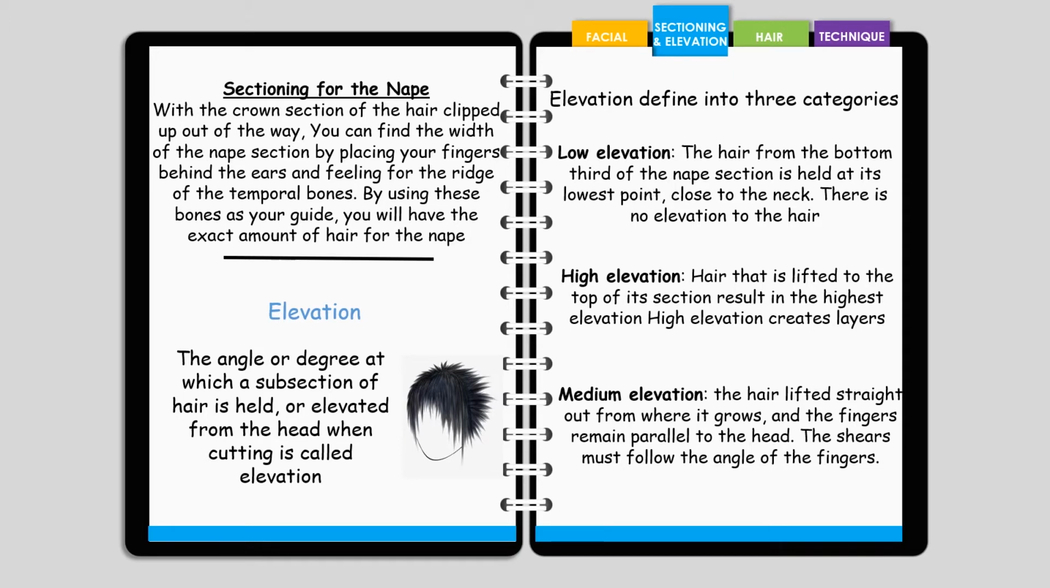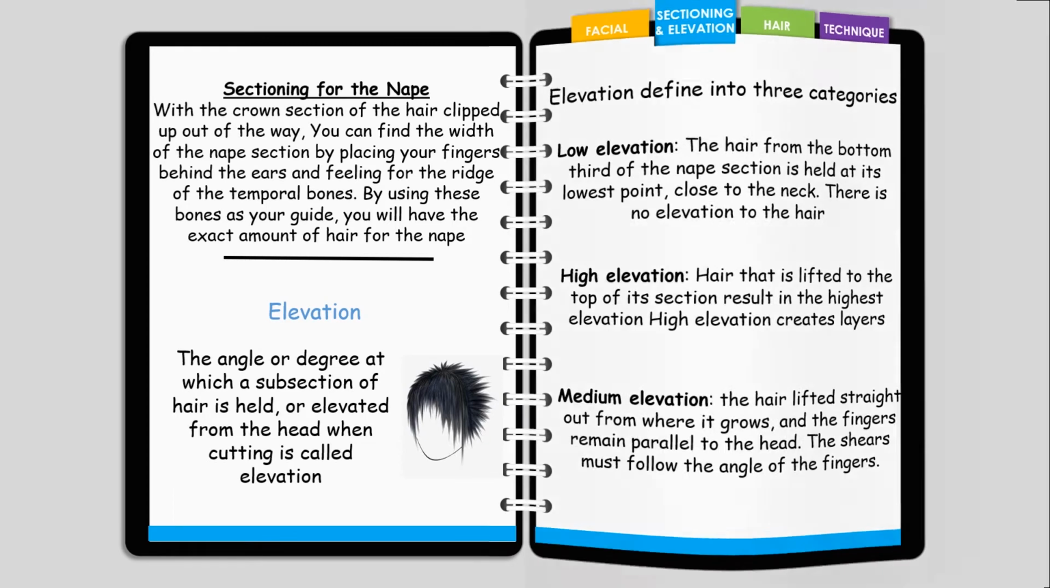High elevation. Hair that is lifted to the top of the section results in the highest elevation. High elevation creates layers. Medium elevation. The hair is lifted straight out from where it grows and the fingers remain parallel to the head. The shears must follow the angle of the fingers.